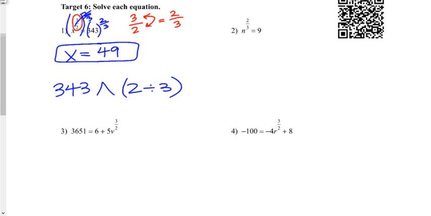Number 2, what fraction do I have right now? I have 2/3. I'm going to flip that upside down to make 3 over 2. And I'm going to take both sides of my equation to the power of 3 over 2. It'll totally cancel on the left. On the left, I just get n. On the right side, I have 9 to the power of 3 divided by 2, and I get 27.